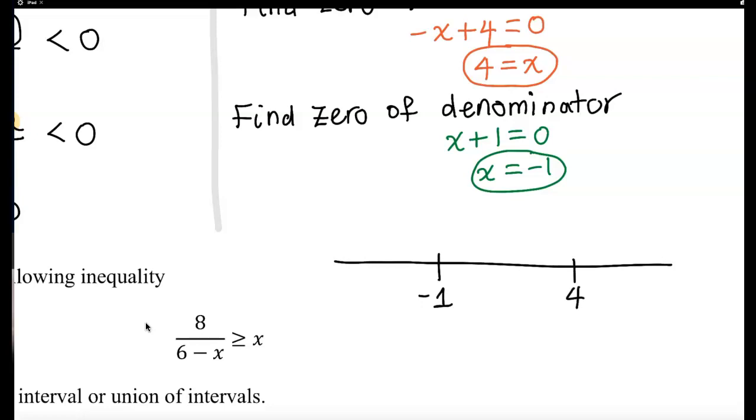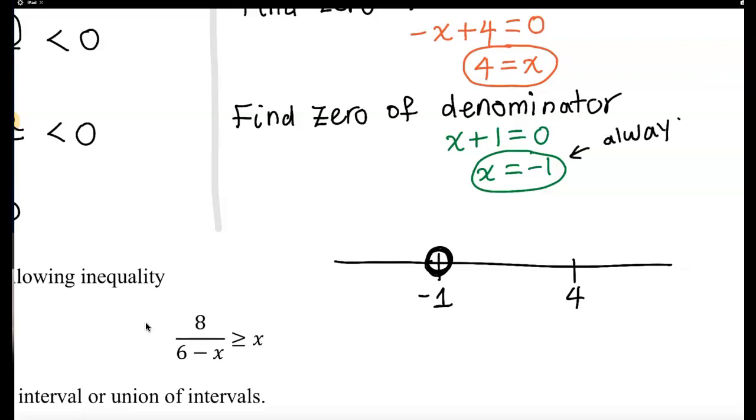Okay, now let's talk about the type of circle. The zero of the denominator, no matter what, has to always be an open circle because the bottom of the fraction cannot be equal to 0. That's why the zero of the denominator, you must always plot an open circle.